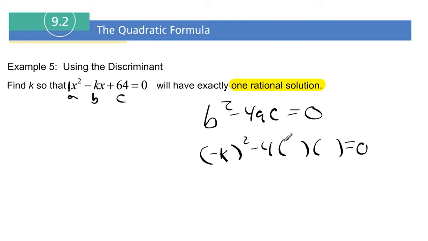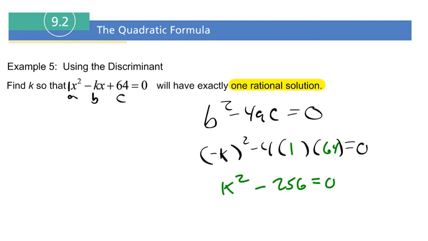And then minus 4 times a times c. Our a is 1, and our c is 64. Negative k squared means just k squared, because negative k times negative k is a positive k squared. So positive k squared minus 4 times 64, which is 256, equals 0. Notice it's a negative because a negative times a positive is negative.